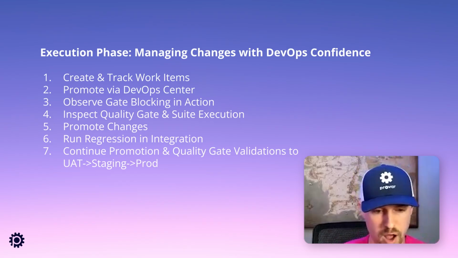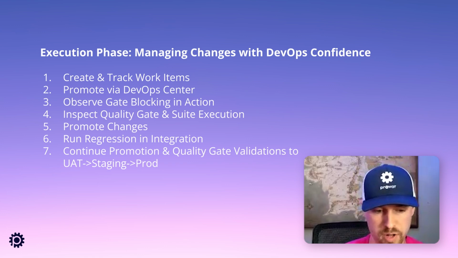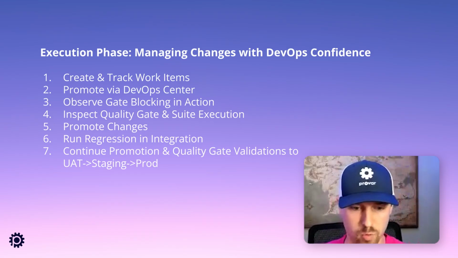And then we'll show you how we can look at those individual suite executions. We'll look at the individual quality gates and see whether those have been passed so we can migrate those changes further downstream. Once everything has been checked, we can promote those changes, and then we can continue to run our regression in the next level environment, which will be integration.